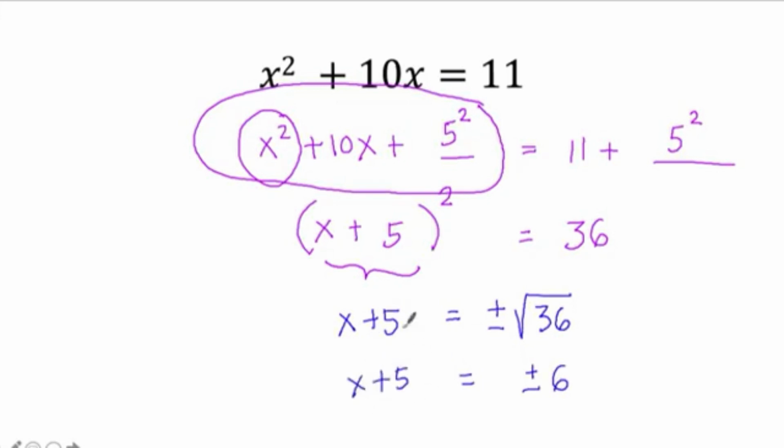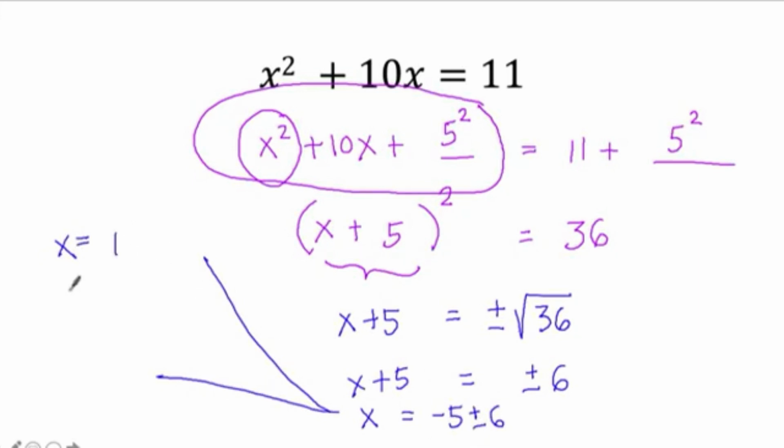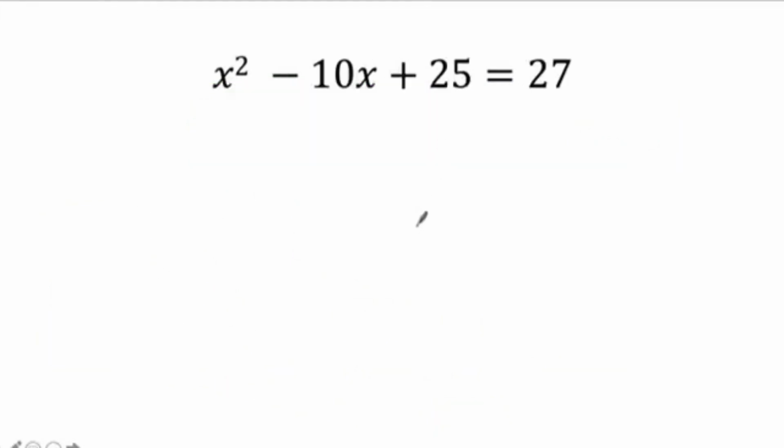And then finally, for our final answer, we have x equals, subtract 5 from both sides, negative 5 plus or minus 6. And this means x equals negative 5 plus 6, which is 1, or x equals negative 5 minus 6, which is negative 11. So we now say that the roots of x squared plus 10x equals 11 are x equals 1 or x equals negative 11.